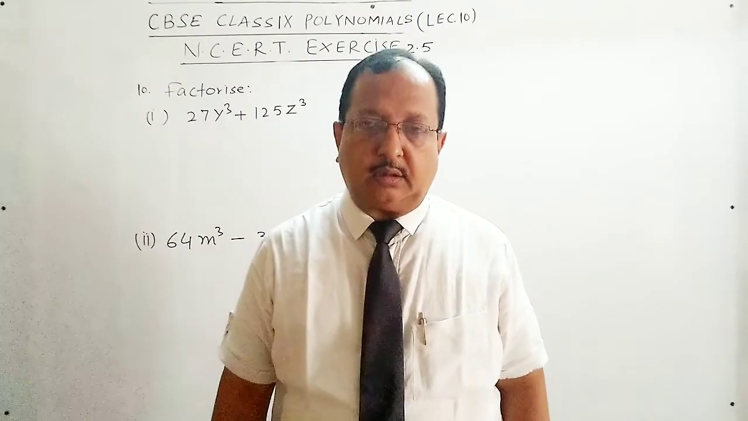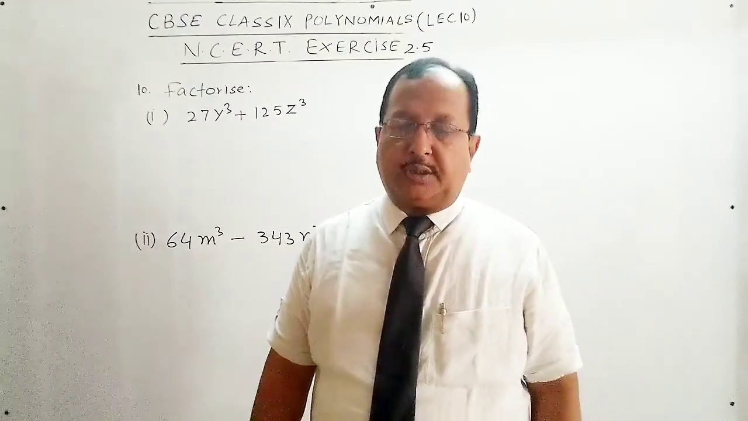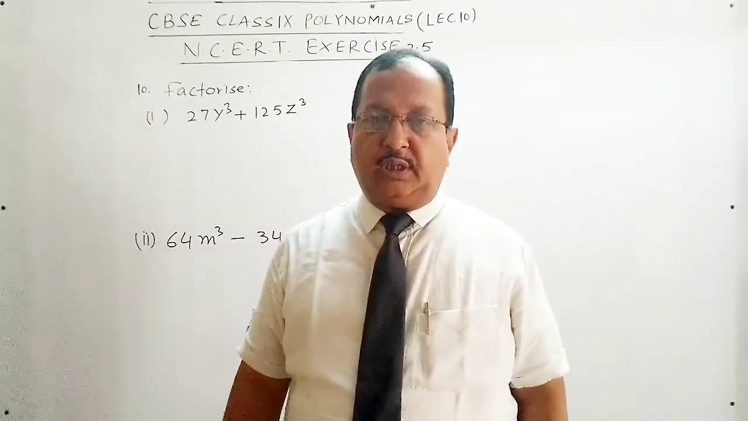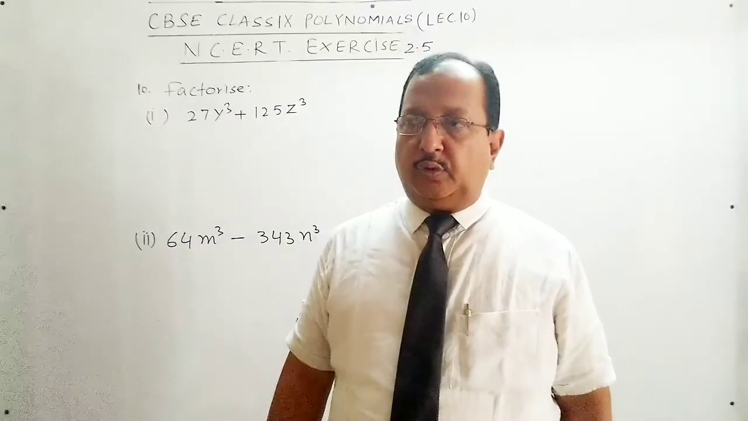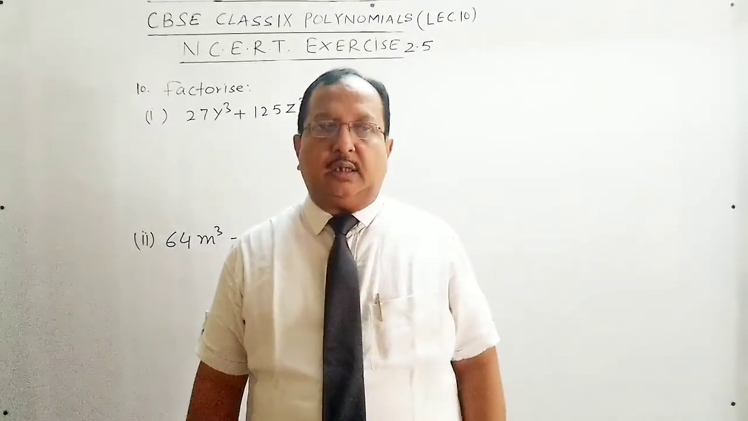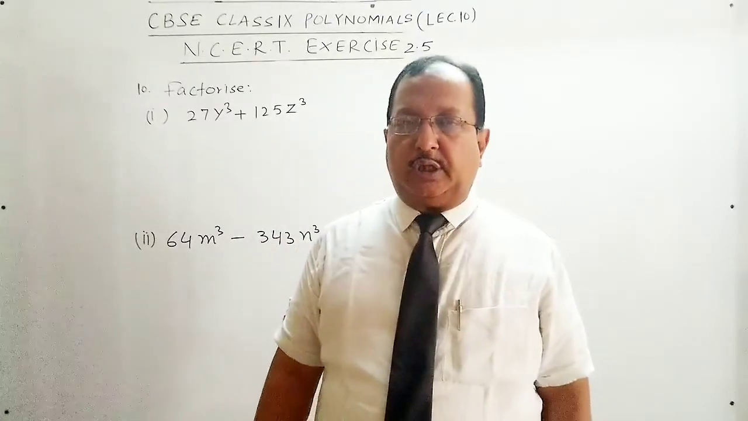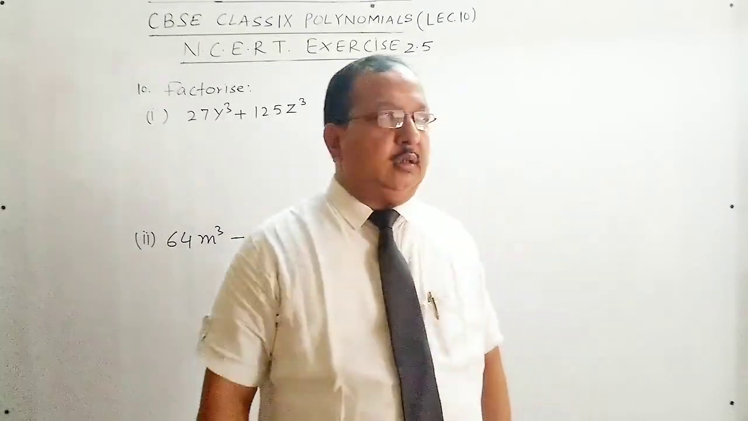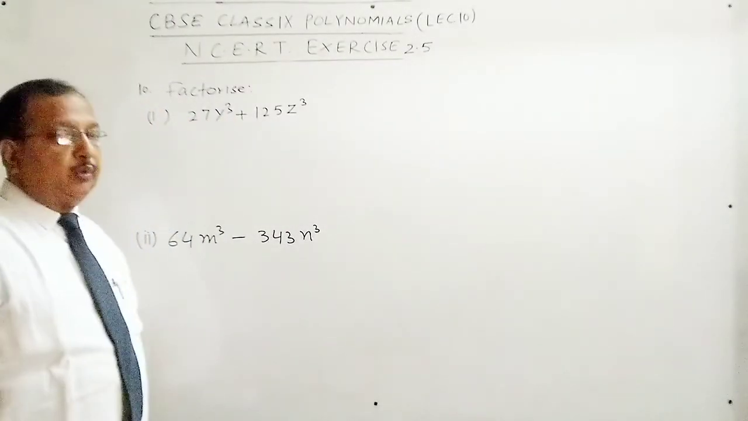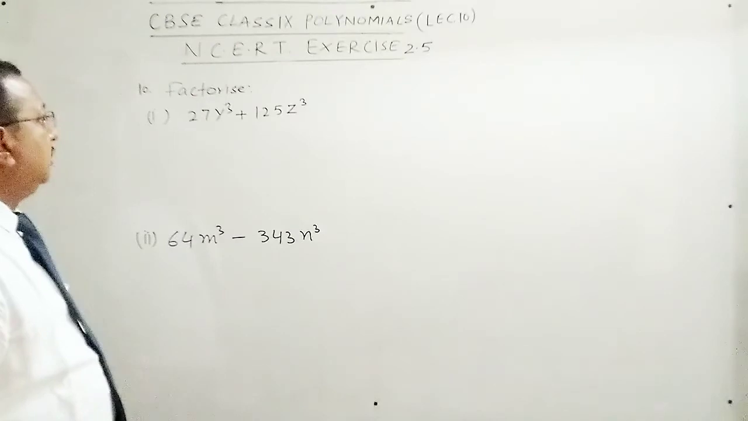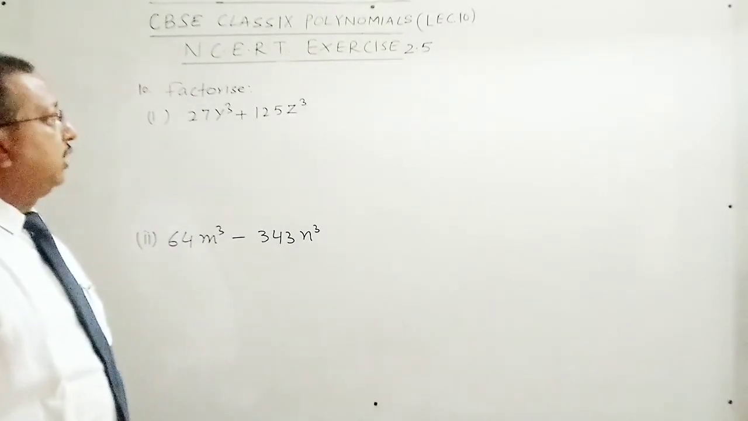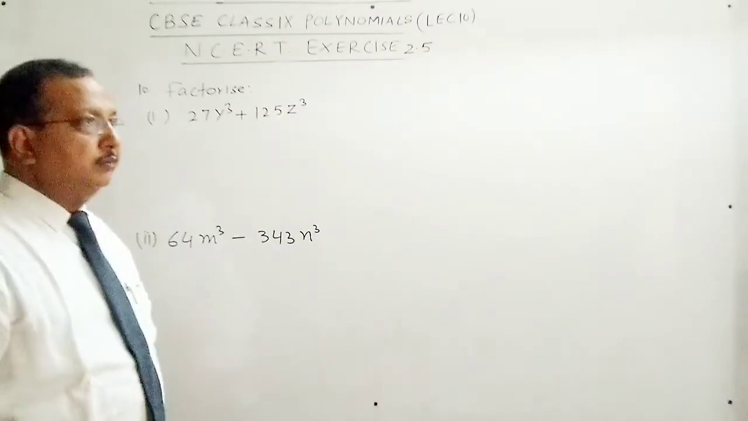Hello my dear students, we are studying polynomials, and in our previous video we were doing exercise 2.5 of NCERT. In this video also we'll continue the same exercise. So we have question number 10 of exercise 2.5. Its first part is we have to factorize 27y cube plus 125z cube.